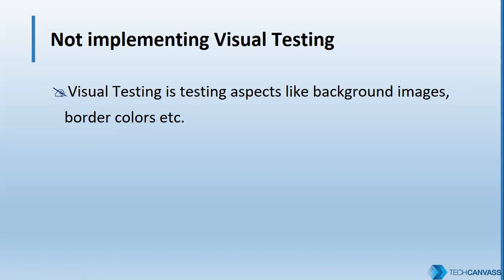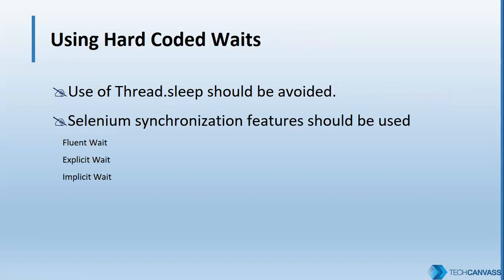So visual testing should be incorporated in any good test automation framework, and this mistake of not implementing visual testing should be avoided to improve and enhance the quality of the product and test automation framework to the pertinent levels.